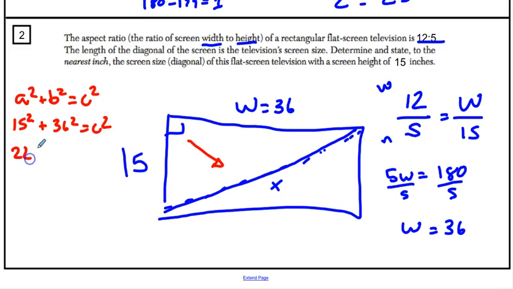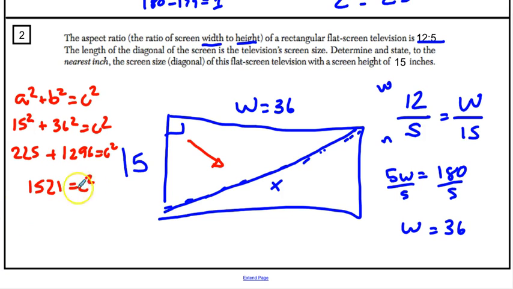15 squared is 225 plus 36 squared. I got to put that in the calculator. I can't do that one in my head. That gives us 1,296 is equal to c squared. We're going to add those together. All right, bear with me for a second. And we get 1521. 1521 is equal to c squared.